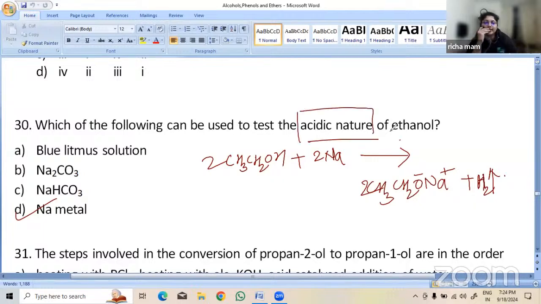So sodium metal is the metal which can be used to detect the acidic nature of ethanol. So option number D is the answer.